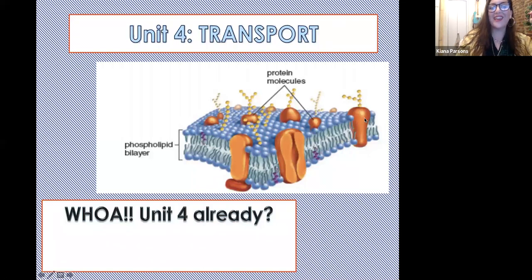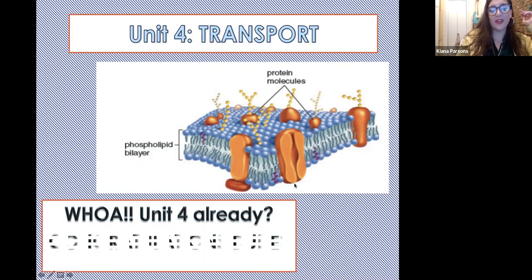All right, and this is going to correspond with your handout that you guys are looking at, but it's going to be in this PowerPoint format. So Unit 4, Transport, and as we talk about transport throughout our bodies and into and out of the cell, we're obviously going to be talking all about the cell membrane, and here is the cell membrane.